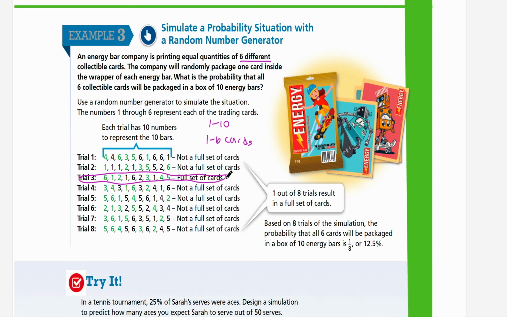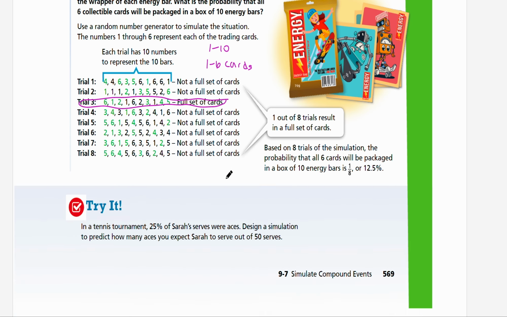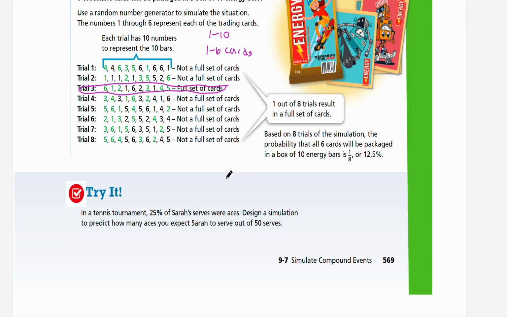Okay, let's look at Try It. In a tennis tournament, 25% of Sarah's serves were aces. Design a simulation to predict how many aces you expect Sarah to serve out of 50 serves. So pause the video and think about what would represent your situation best using a tool, and simulate it, design a simulation, and then predict.